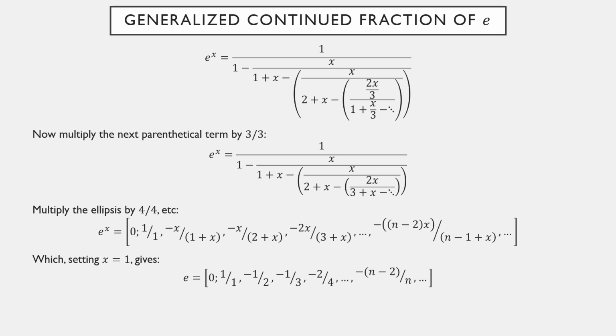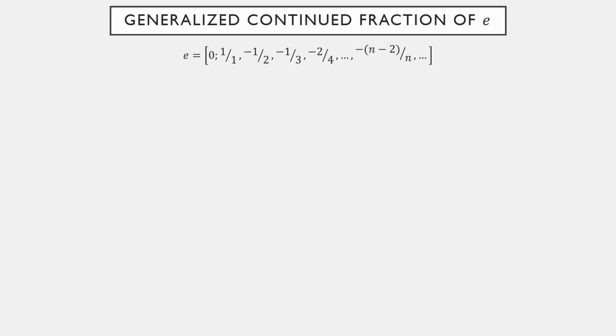So it starts with 0 and 1 over 1, but then it's minus 1 over 2, minus 1 over 3, minus 2 over 4, minus 3 over 5, minus 4 over 6, and so forth. So what we've done is we've found a generalized continued fraction that represents the number e, which is mildly, at least, interesting. The a's, the partial denominators, follow a very nice pattern, 0, 1, 2, 3, 4, and so forth. The b's start off with a couple exceptions, starting with a 1 and a minus 1. After that, they have a very nice pattern of minus 1, minus 2, minus 3, and so forth.